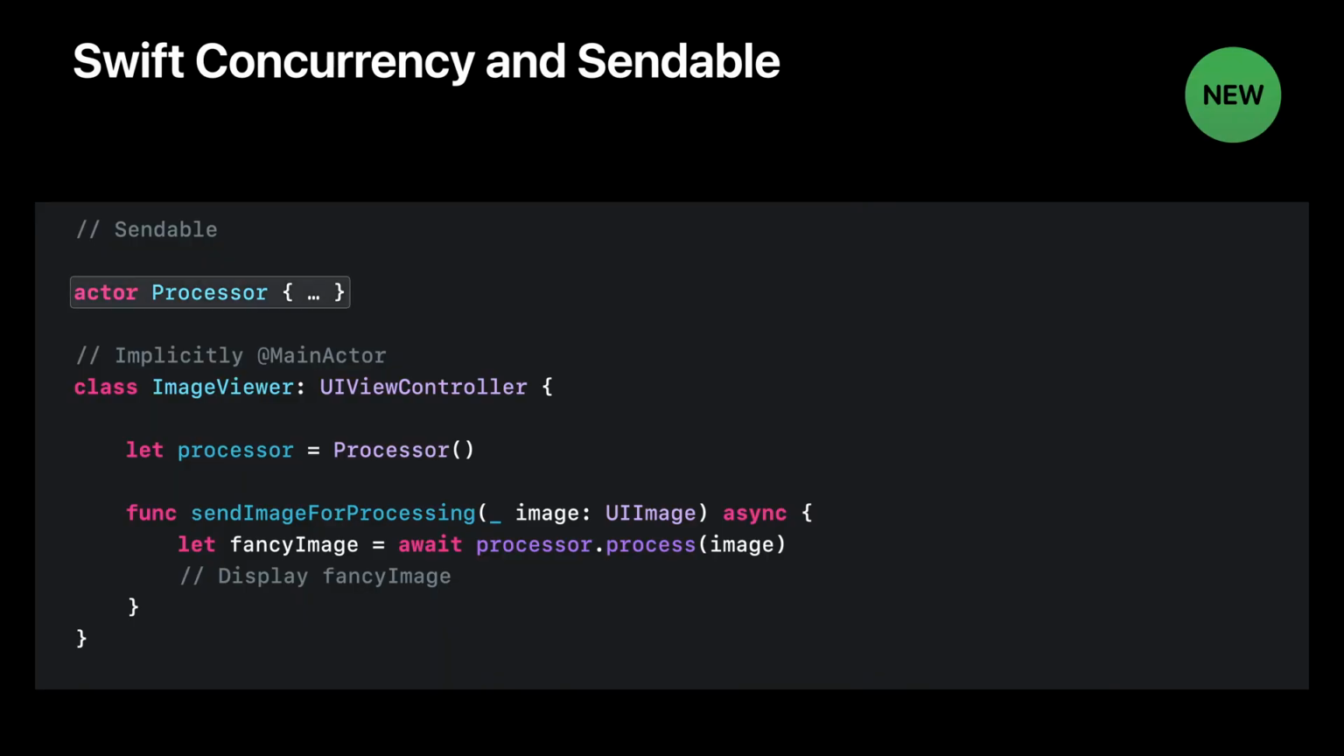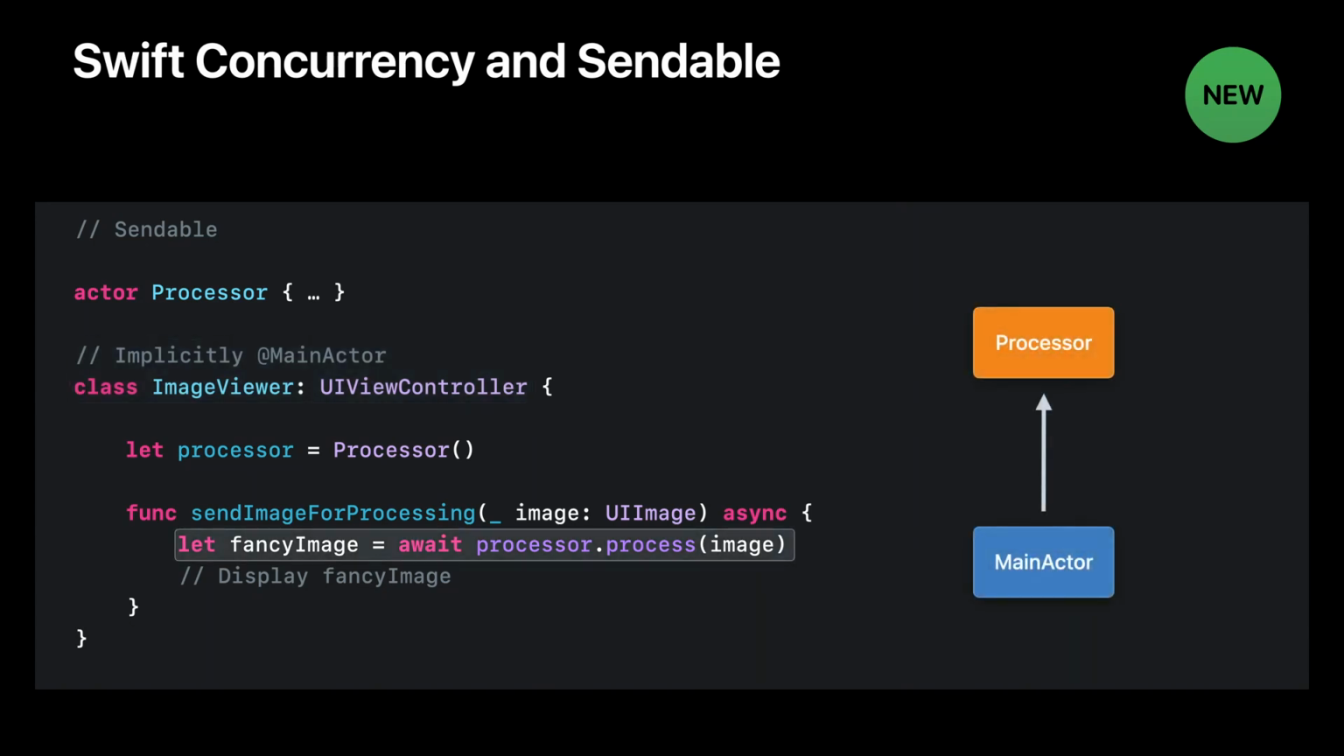For example, here we have a custom actor called Processor and a view controller called ImageViewer, which is bound to the main actor. In the method sendImageForProcessing, the ImageViewer sends an image to the Processor actor for processing, to make it fancy, like adding glitter and rainbows to it. This is safe because UIImage is immutable, so Processor has to make a new copy to add the rainbows and glitter.